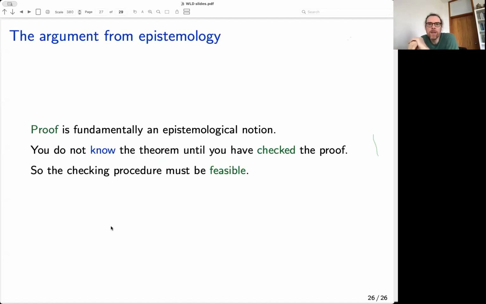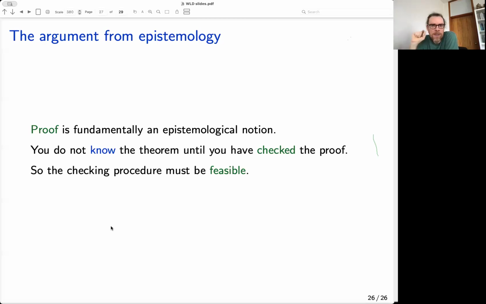So the fourth argument is not one I found in the literature; it's one I made up. Here's the argument. Proof is fundamentally an epistemological notion. Now, I think that's true. I agree with that. And that's actually the way I've presented this. It looks like it's got two premises and a conclusion, but really that's just a kind of preamble that proof is fundamentally an epistemological notion. Then there's one premise and one conclusion.